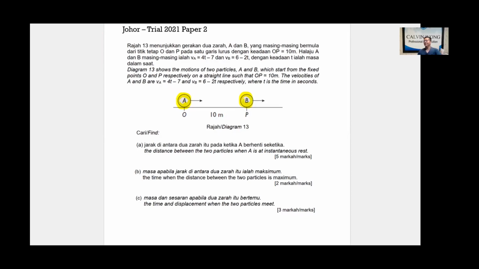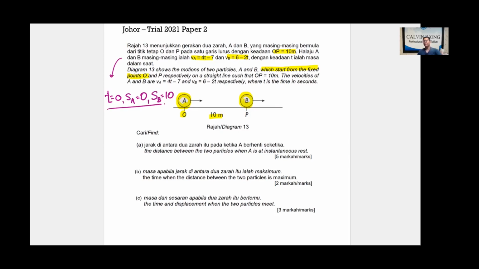Cari jarak, they give you all this. OP is 10 meter and laju is given. Now you can see this word which starts from the fixed point O. When you start counting, the time equals 0. SA equals 0, and then SB equals 10. This is the information, the hidden information.